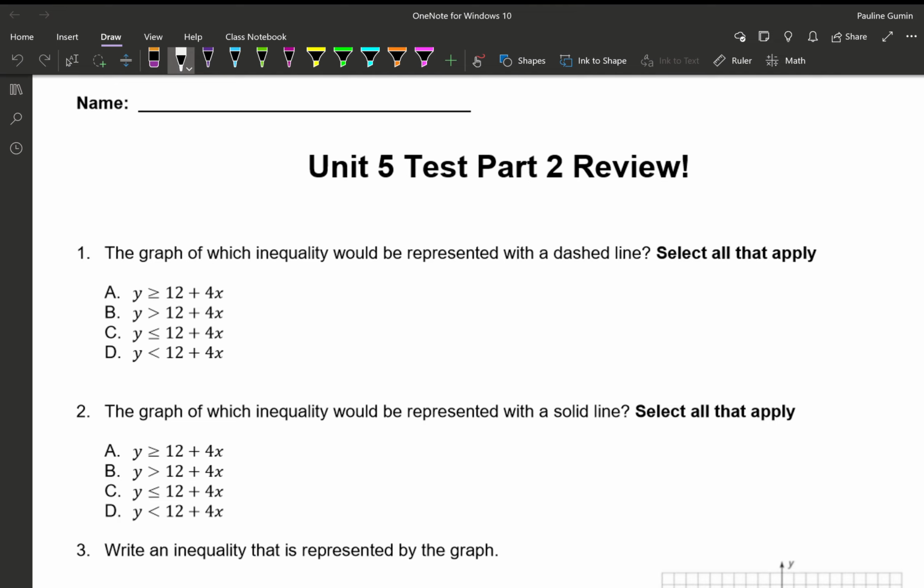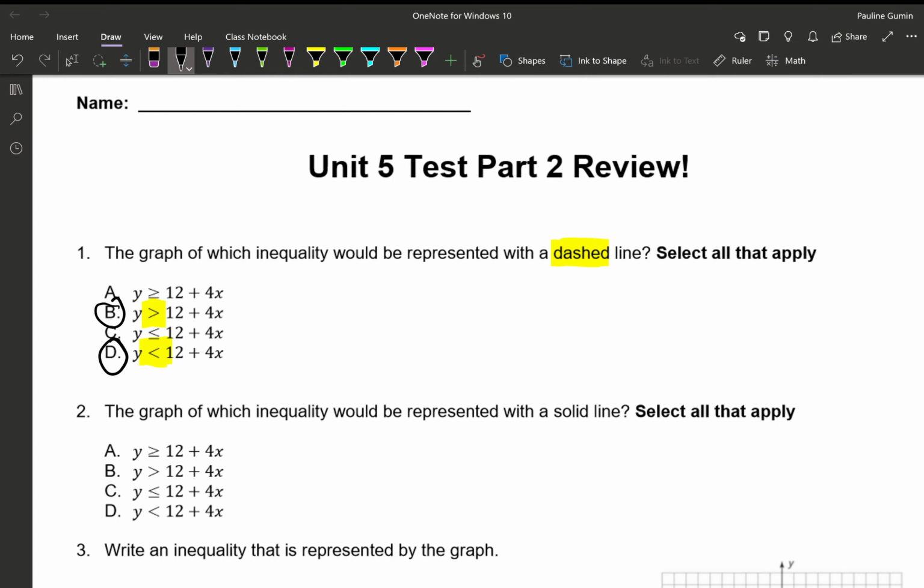Which inequality would be represented with a dashed line? Let's select all that apply. Alright, if we have a dashed line, what we're looking at is for a symbol that's just greater than and just less than. So for this problem, our answer is going to be letter B and D.